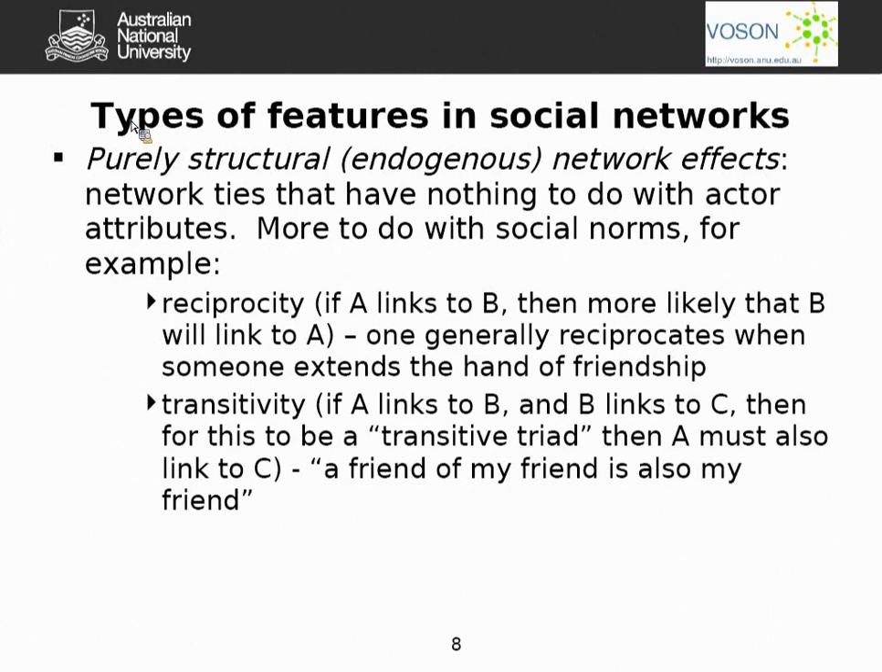But what I wanted to highlight is that exponential random graph modelling allows you to model two particular types of network effects or network signatures. There's the purely structural or endogenous network effects. These are network ties that have nothing to do with the attributes of the actors who are engaging in the linking. They are more to do with social norms, for example. And a good example of a purely structural network effect is reciprocity.